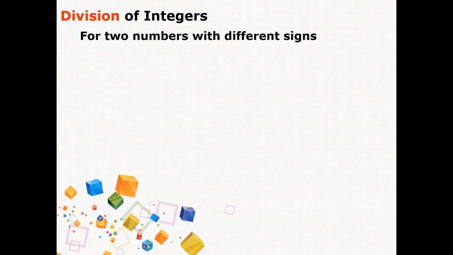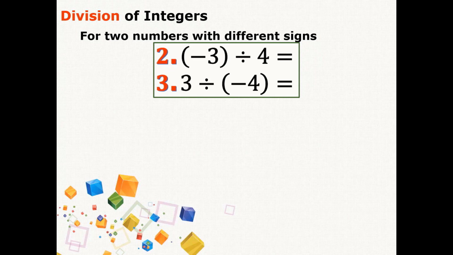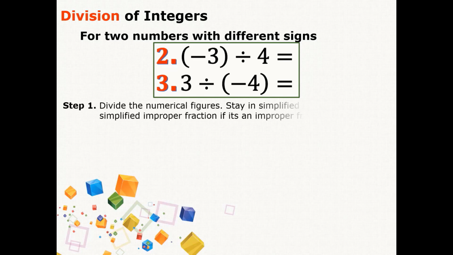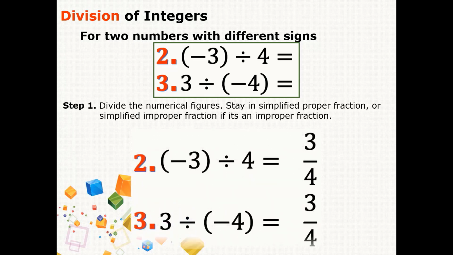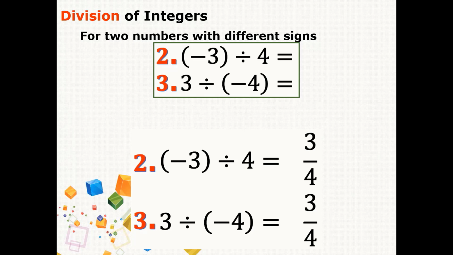If the two numbers now have different signs, step 1 will still follow showing answers in fraction form. And then step 2 is to place a negative sign for the result.